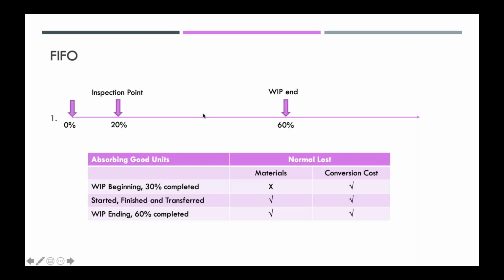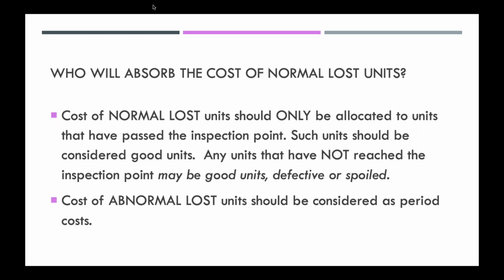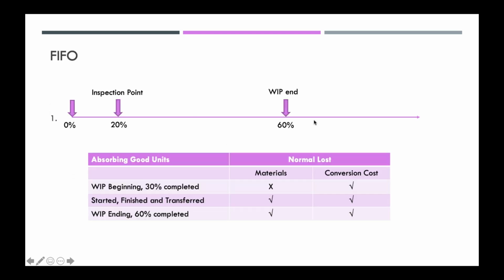Okay? Let me go back to my previous slides. Cost of normal loss should only be allocated to the units that have passed the inspection point. So in our example, the work in process end, which is 60% complete, has passed the inspection point, which is 20%. Okay? So in short, the work in process end will get an allocation of the cost of the normal loss units. So, sino-sino ang maghahati-hati dun sa cost ng normal loss?